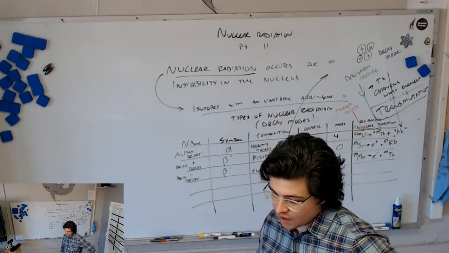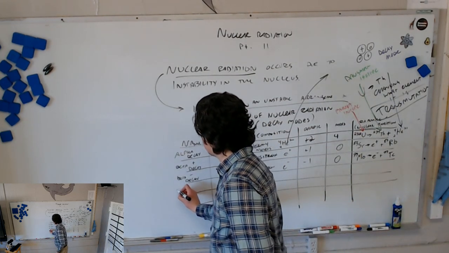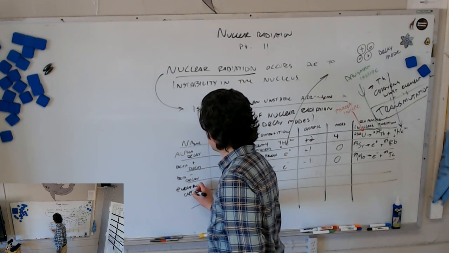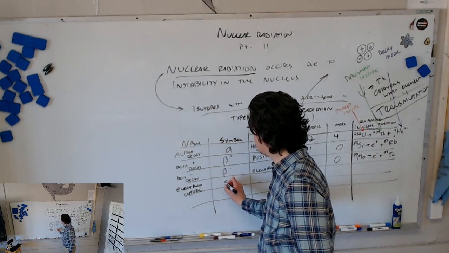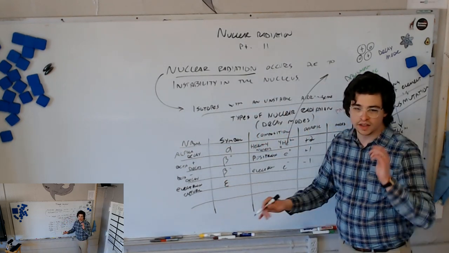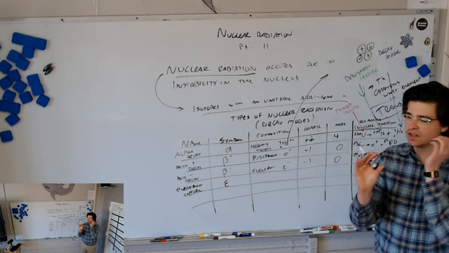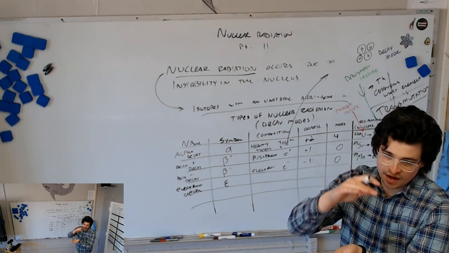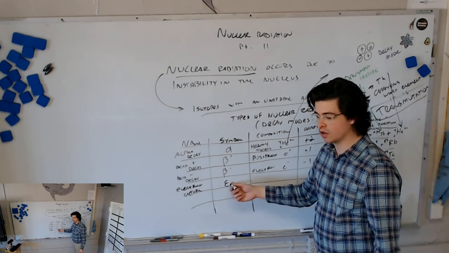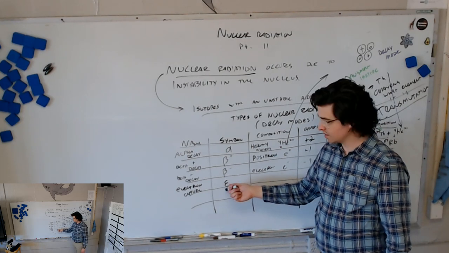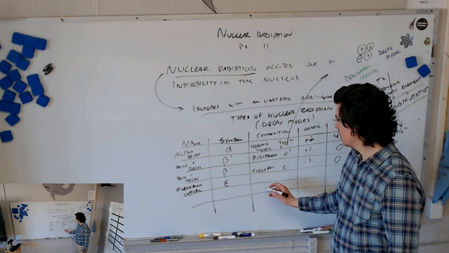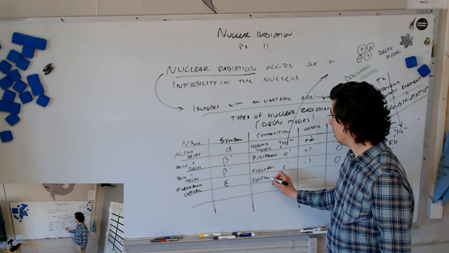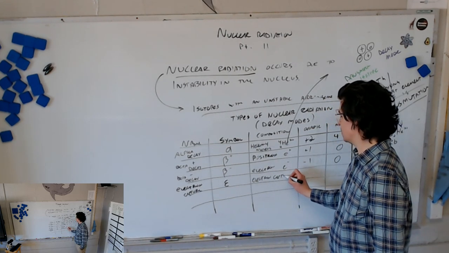Okay. The next type is called electron capture. And we abbreviate it with the Greek letter epsilon, which is like a little curly E. It's lowercase. Make it like the size of an O in your text, like it takes up the bottom half of a line. And it looks like that. And this is composed of an electron.